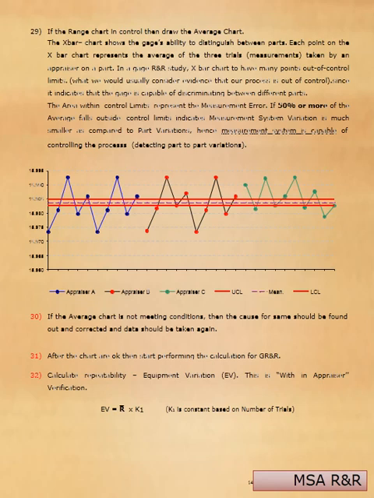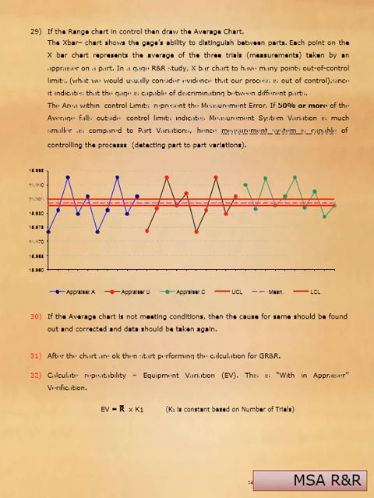If the range chart is in control, then draw the average chart. The X-bar chart shows the gauge's ability to distinguish between parts. Each point on the X-bar chart represents the average of 3 trials taken by an operator on a part. In a gauge R&R study, we want the X-bar chart to have many points out of control limits, which we would usually consider evidence that our process is out of control.